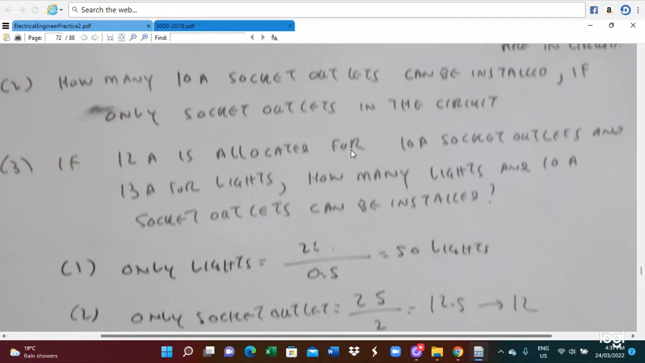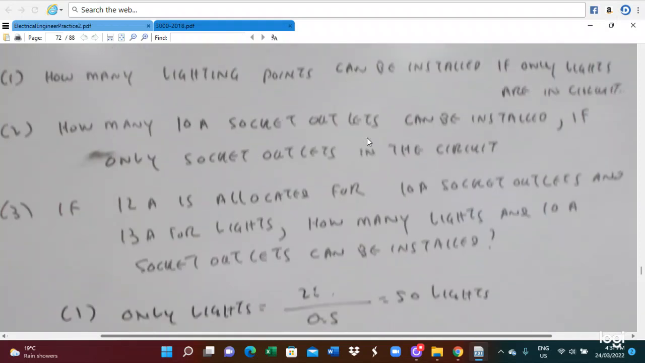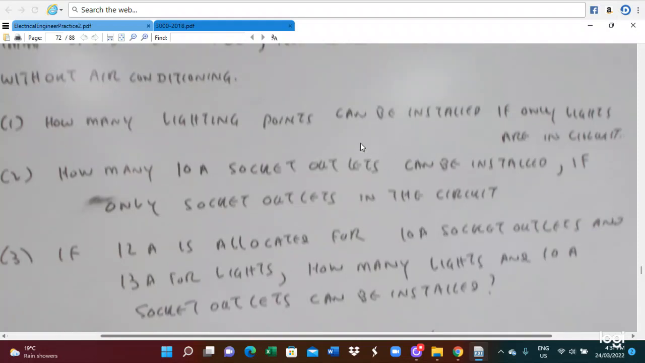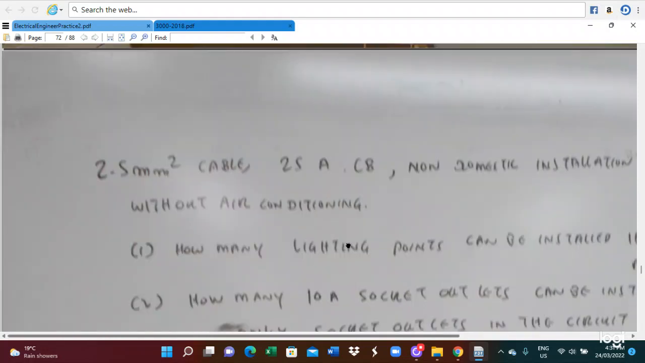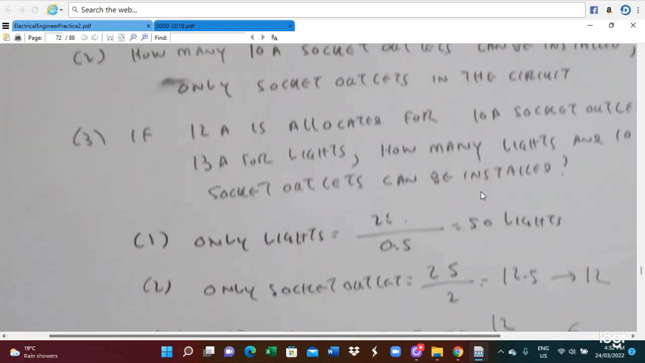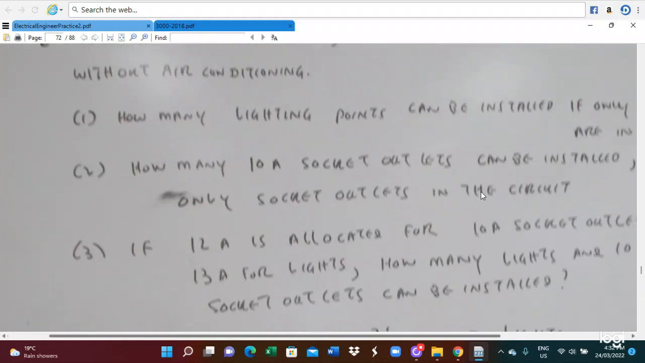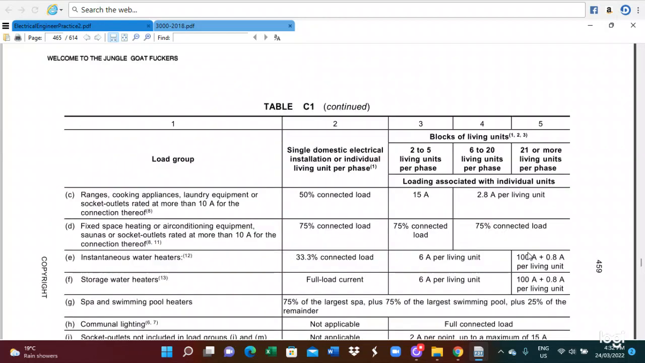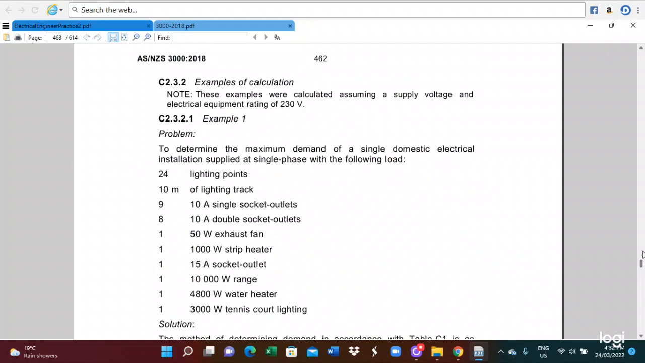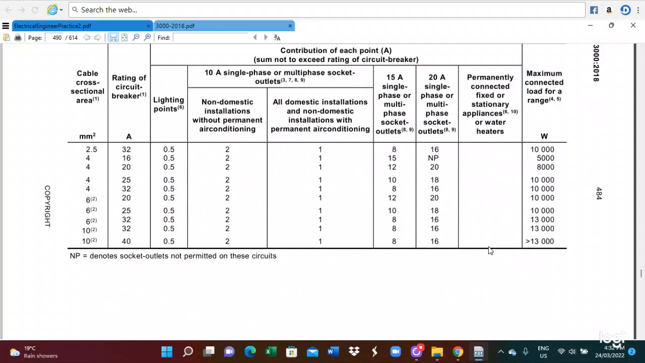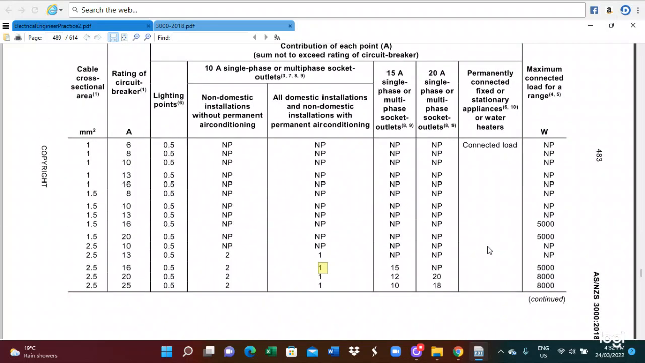So if you install only lighting points, we refer to table C9. Every light point takes 0.5 ampere, and there is a 25 ampere circuit breaker. 25 divided by 0.5, you get 50 lights. You can install 50 lights. But for only socket outlets installed, this is without air conditioning. Without air conditioning, you look at table C9. This is table C9, without air conditioning.